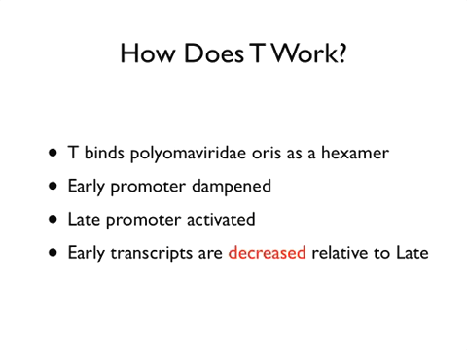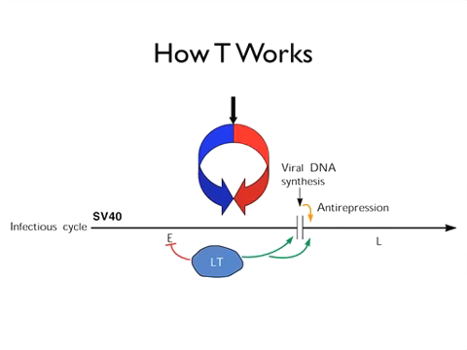How does T work? Just the way it works for DNA replication. It binds to the origin as a hexamer, and it's that same binding that's used for transcriptional regulation. It results in dampening expression from the early promoter and activating expression from the late promoter. As a result, early transcripts are decreased relative to the late transcripts. And that's how you get more late messenger RNA and generate the large number of subunits that are required for putting together virions, structural components.